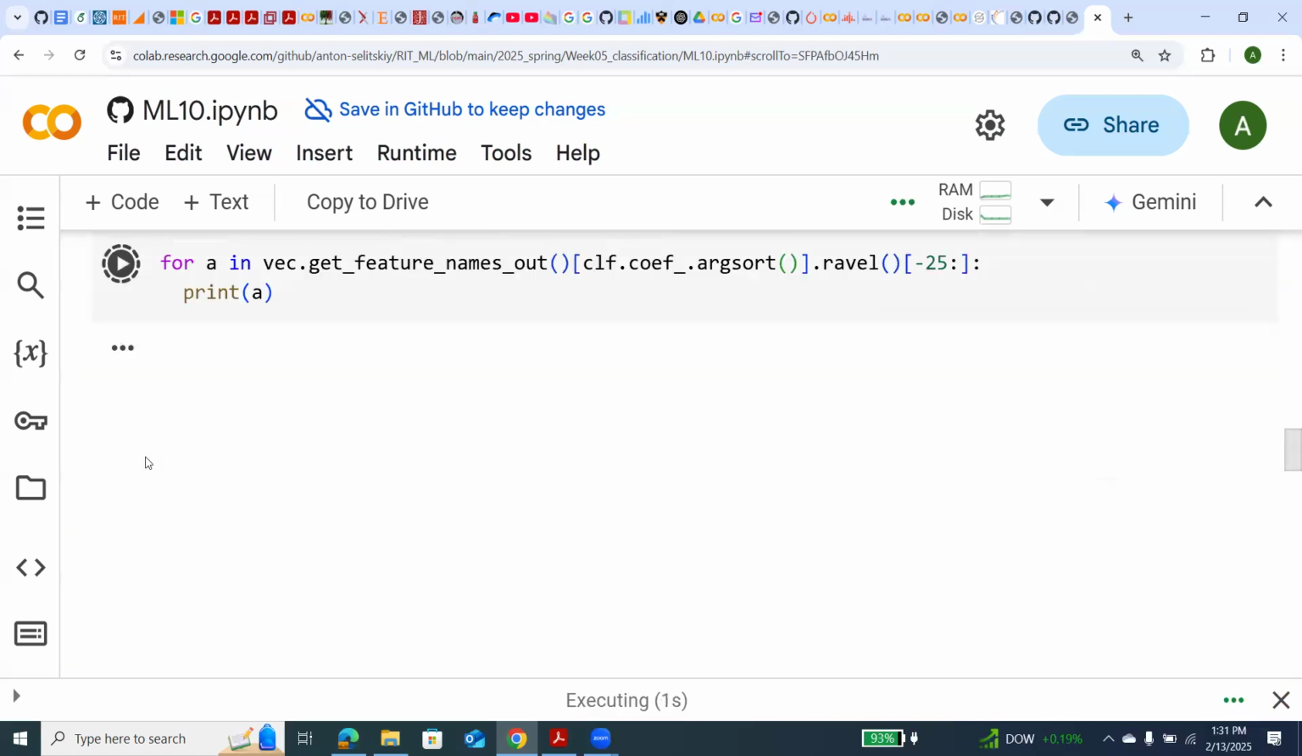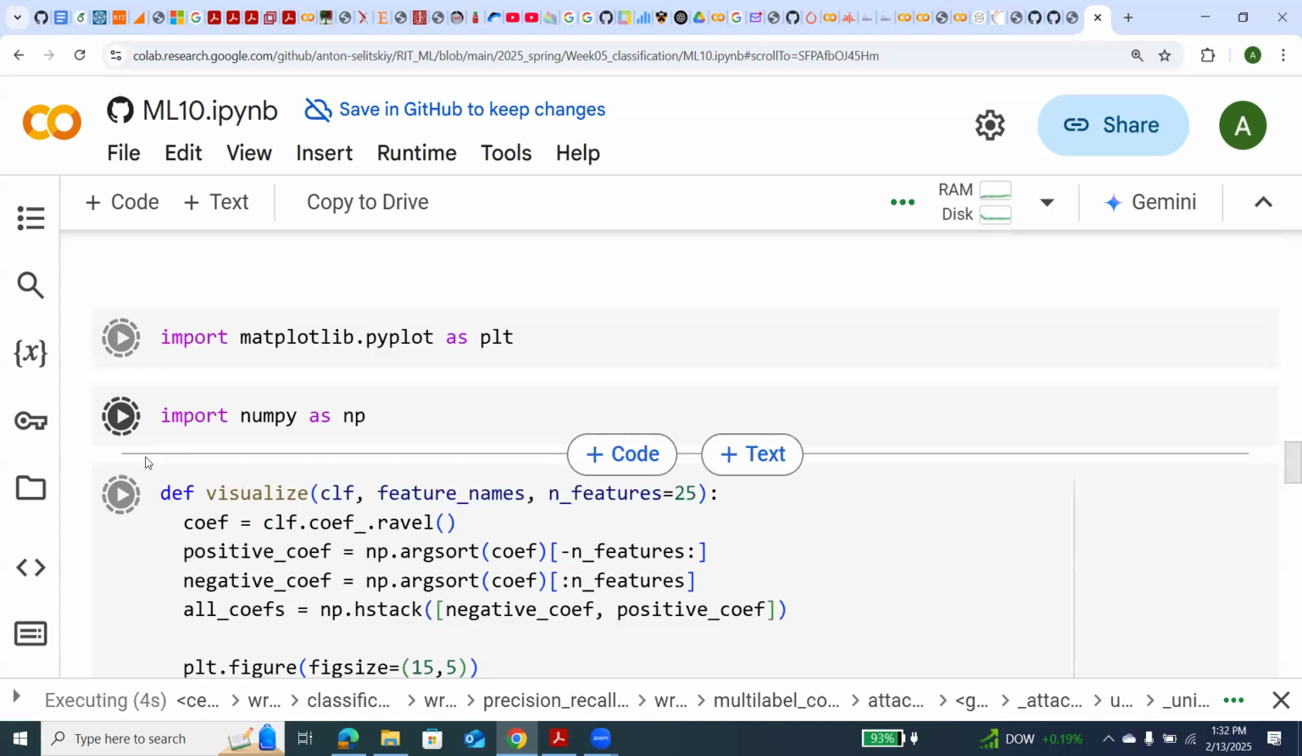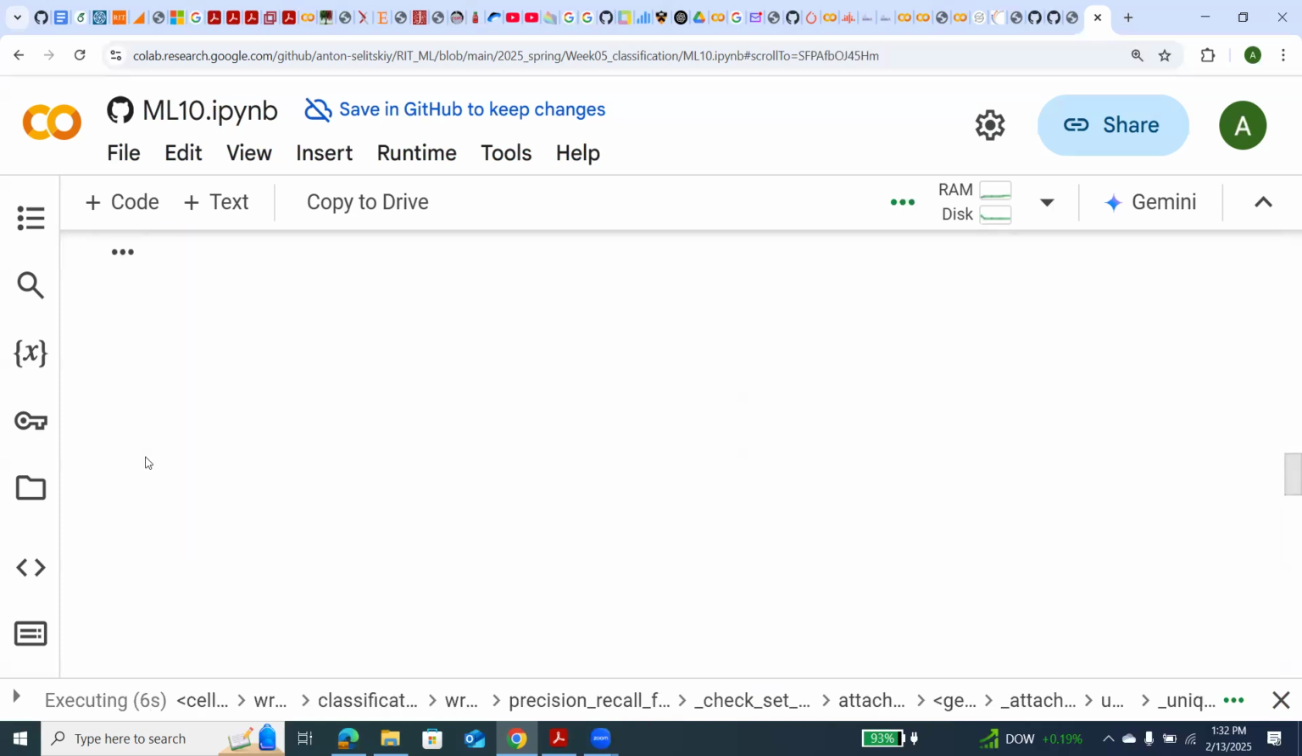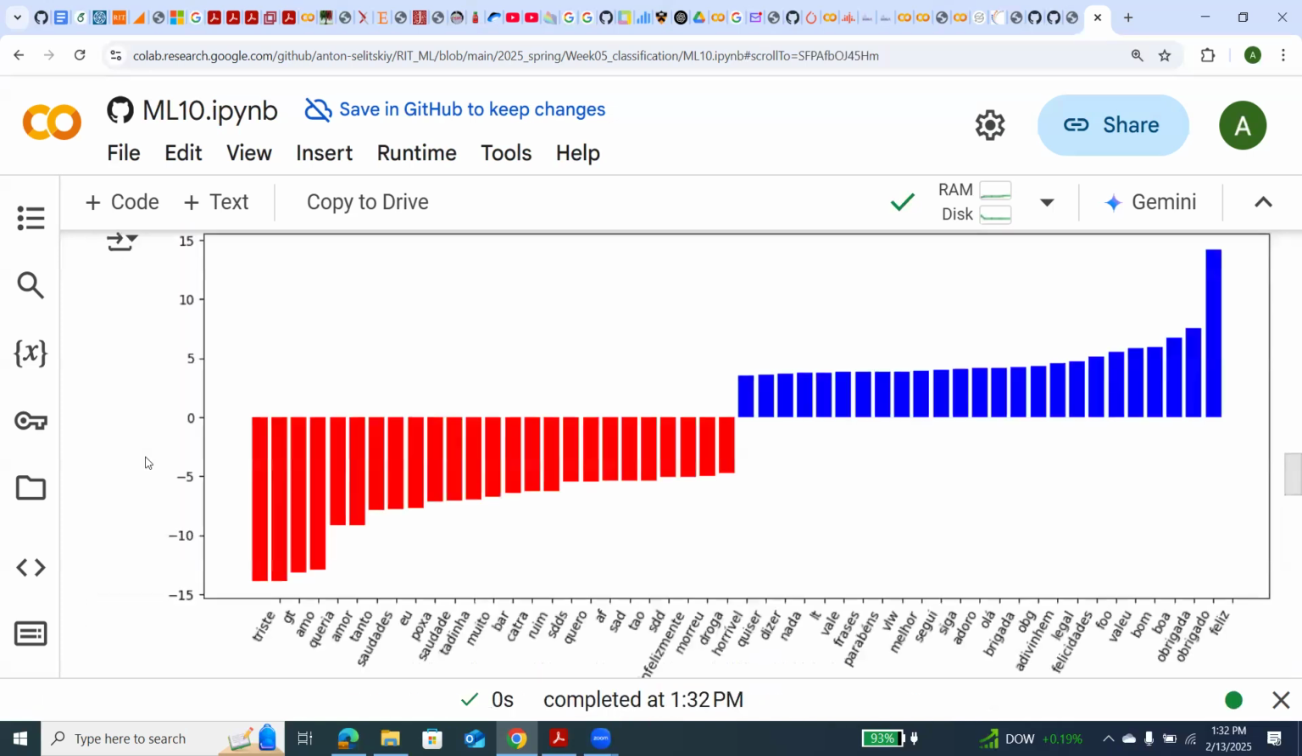Actually, and normalized, I think, was running faster. Okay, so now if you look at the word distribution, you will see here Feliz and here Triste. That makes sense for sentiment analysis. So just again, I want to emphasize that if you want to use weights as a feature importance measure, you should scale your features.